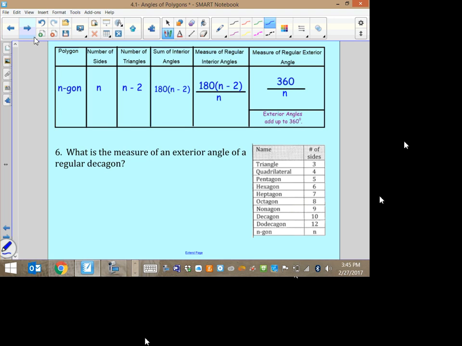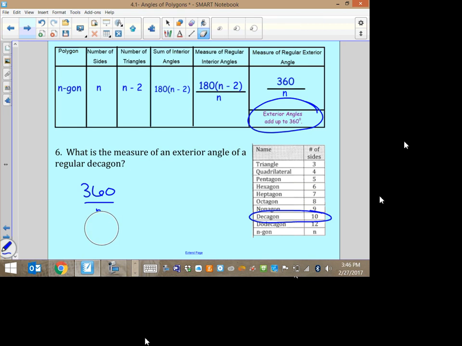And then here, lastly, what is the measure of an exterior angle of a regular decagon? So decagon has 10 sides. And remember, the sum is 360. So we can take 360 divided by n, but we know that n is 10. So we get 360 divided by 10 to give us 36 degrees for the measure of an exterior angle of a regular decagon.